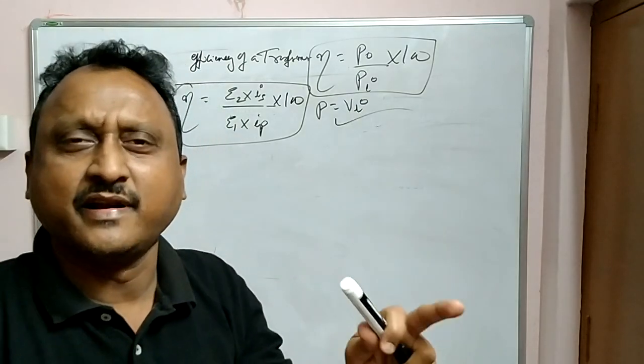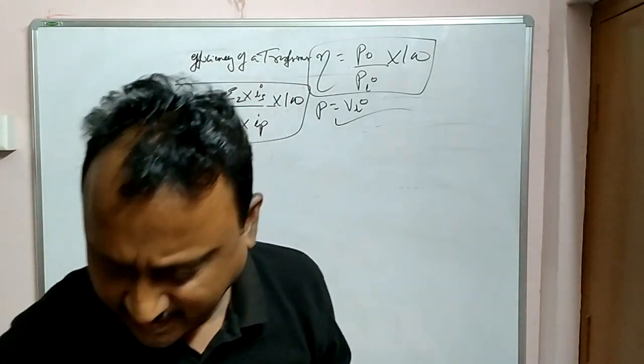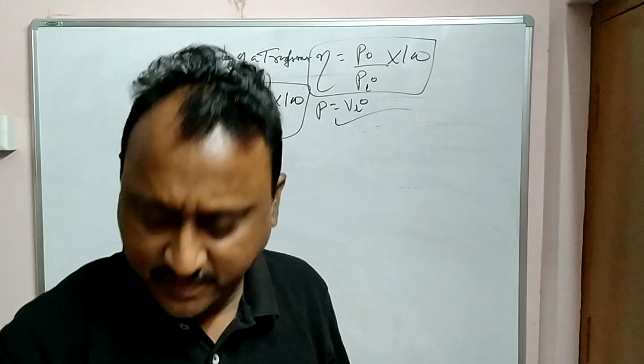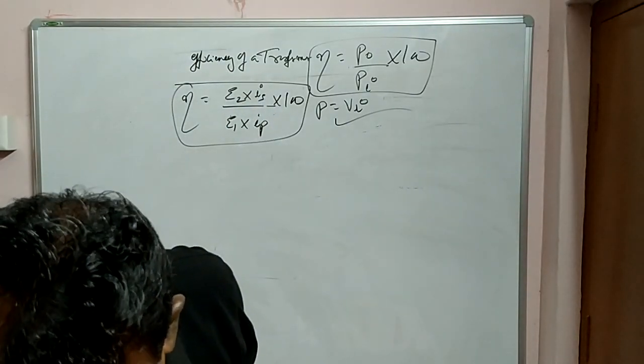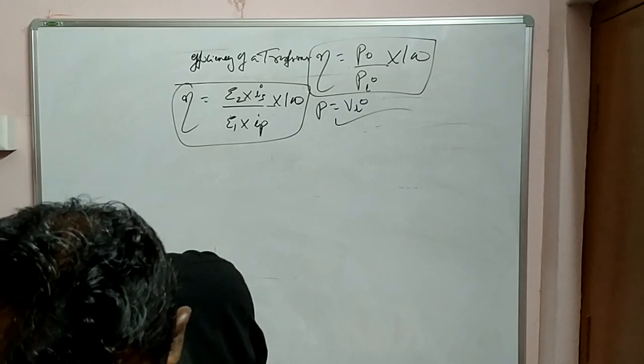In general cases, ideal will be taken as 100%. Ideal is only imaginary, not real. But in the ideal case, the efficiency is taken as 100%. No power losses will be there due to heat. Clear? Only in the ideal case it is taken as 100%.